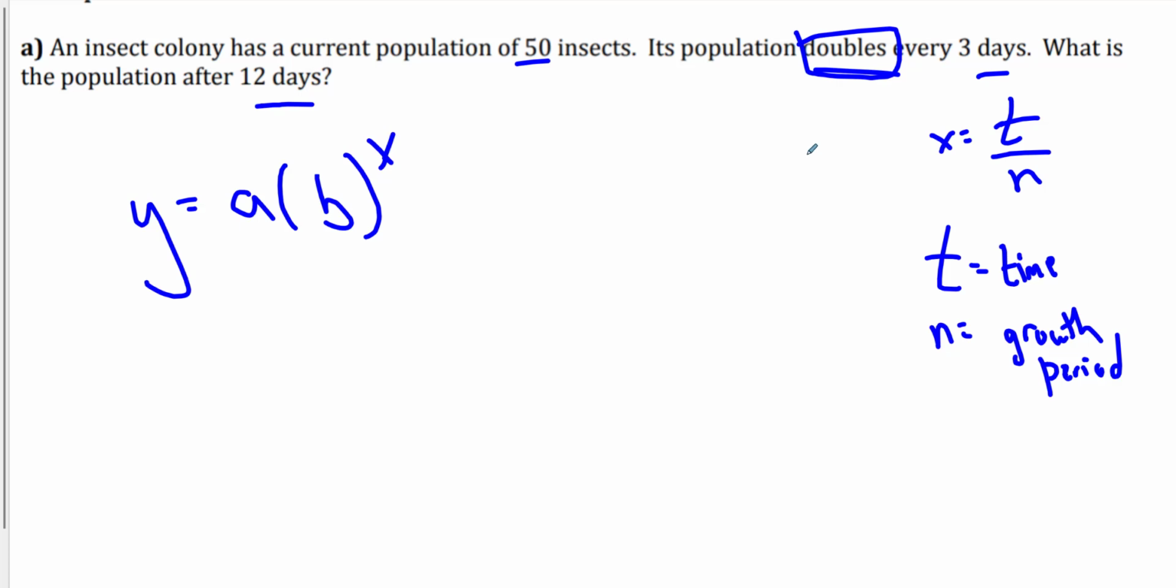It's not doubling every second. It's not doubling every day. It's not doubling every week. It's doubling every 3 days. So my n value in this case is 3. Every 3 days, the population doubles.